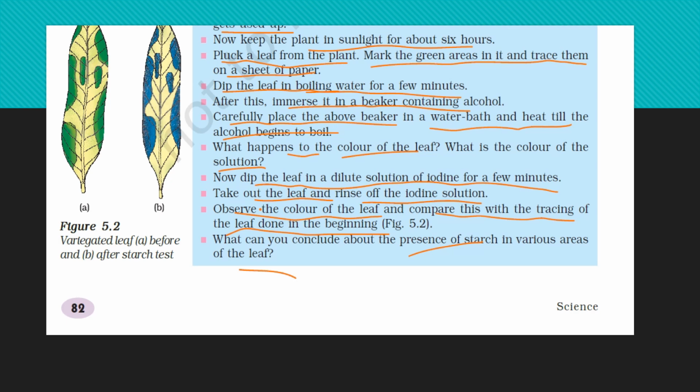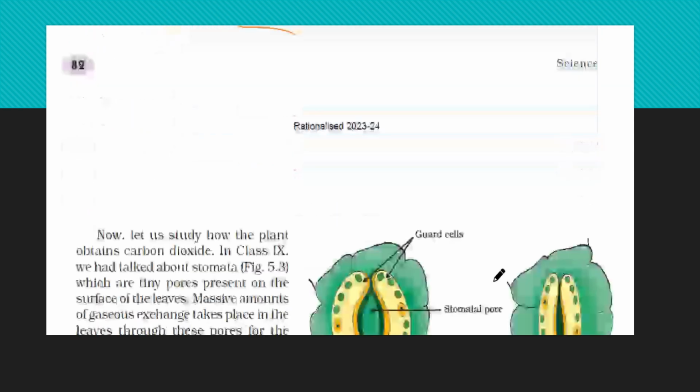And this starch production in these variegated leaves proved positive in the iodine test. In the iodine test, those parts which were previously green got the black color, and this proves that chlorophyll is necessary for photosynthesis. Is it clear to all? Now we will move on to the next part.